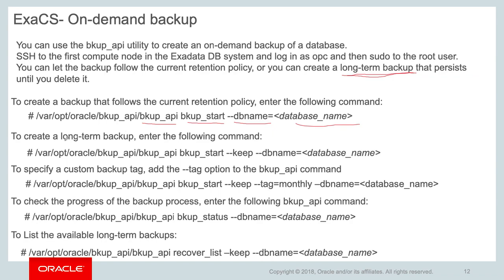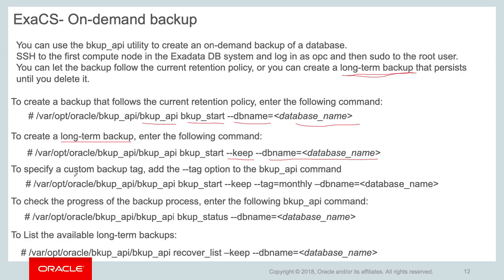In case you want to create a long-term backup, you will have to use a few more clauses, called keep. In this case, it is the same API backup start --keep, and then you are going to specify the database name. So this backup which is created by the keep clause will not be deleted based on the current retention policy. So this could be a monthly backup, or maybe a quarterly backup, or yearly backup you want to retain for some purpose. That's the reason we have provided this option.